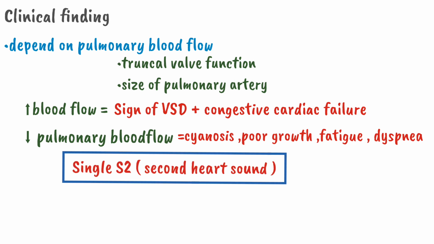Along with these two findings, there will be a single S2. The second heart sound S2 consists of two components, the aortic component and the pulmonic component, which correspond to the aortic and pulmonic valve closure. In truncus arteriosus, there is only one valve, so there will be a single S2.